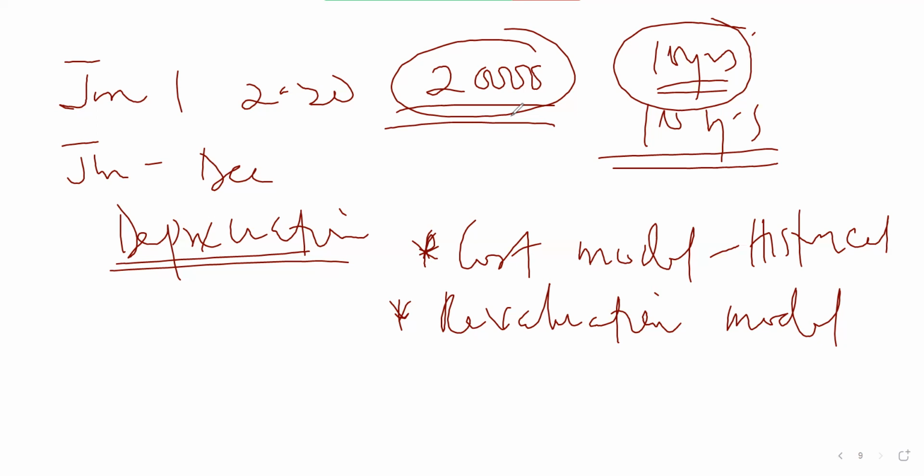Let's come to the cost model and the revaluation model. In the cost model, we keep the asset at its original cost, then we subtract depreciation or any impairment from it. So if we bought the asset at 50,000, in the books the asset will still be at 50,000. The only things that reduce it are depreciation, accumulated depreciation, or any impairment loss that the land has suffered.